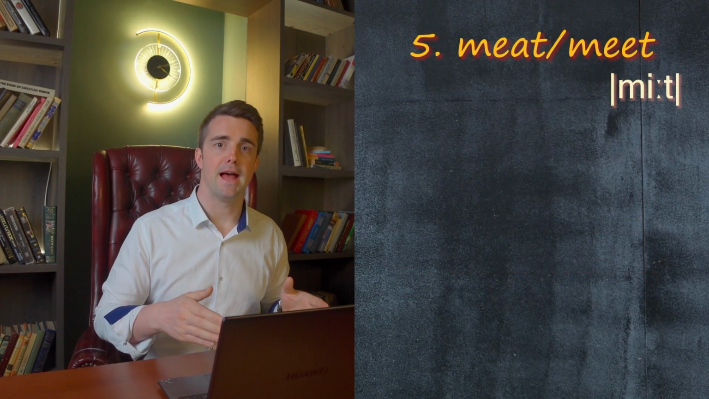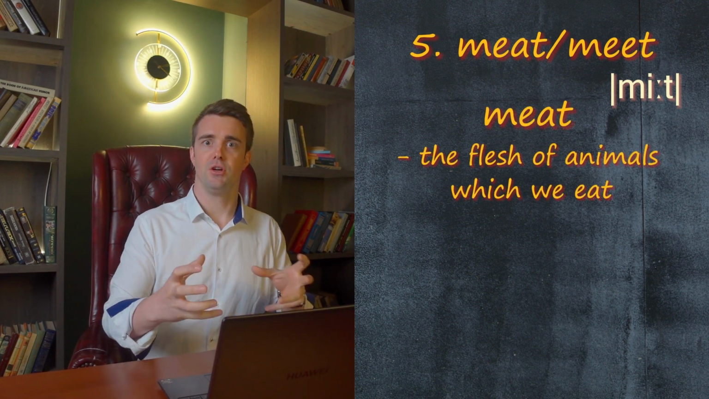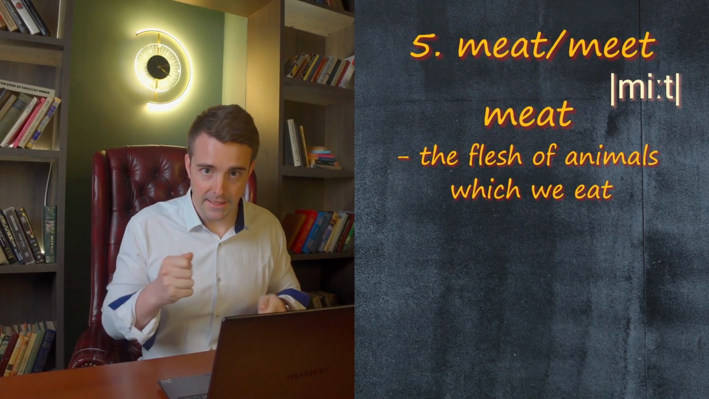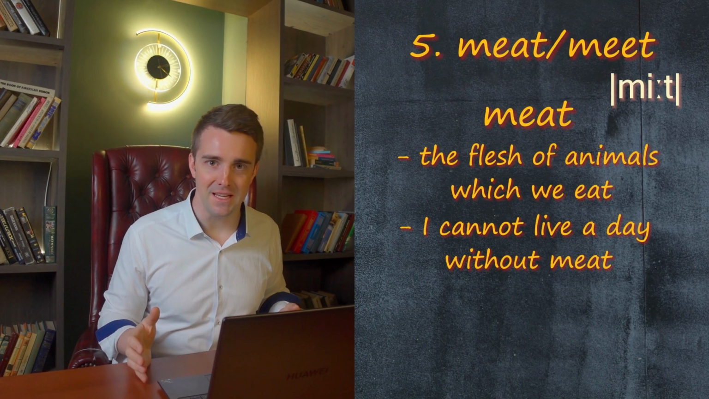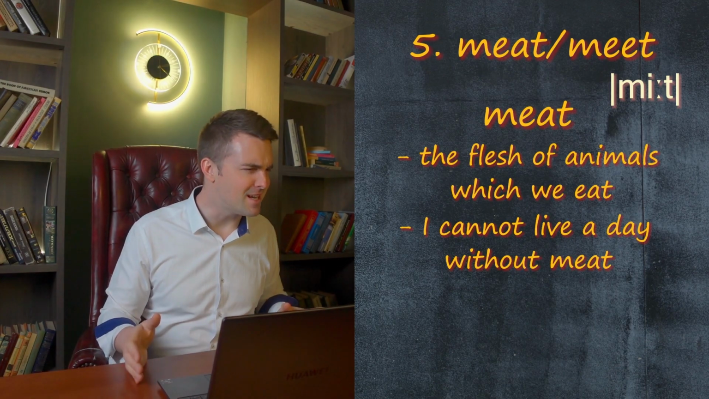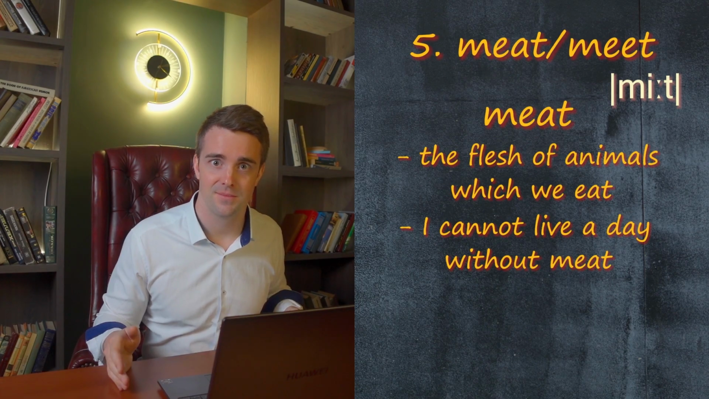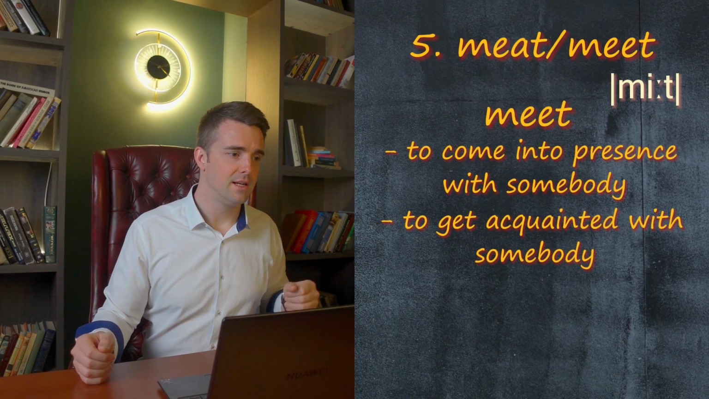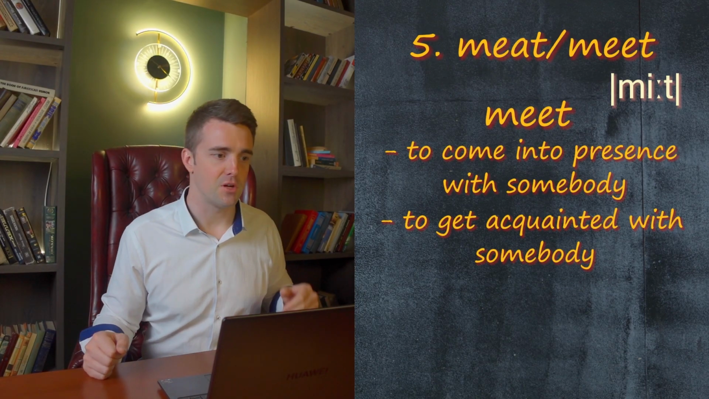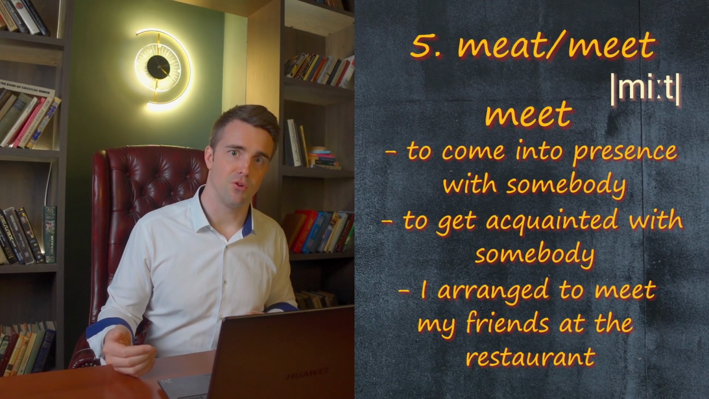Then we have meat and meet. So meat is the flesh of animals, which we eat. And for example, I cannot live a day without meat. Ribs, steak, sausages, they are just too delicious. And meet is to come into presence with somebody or get acquainted with somebody. So for example, I arranged to meet my friends at the restaurant.